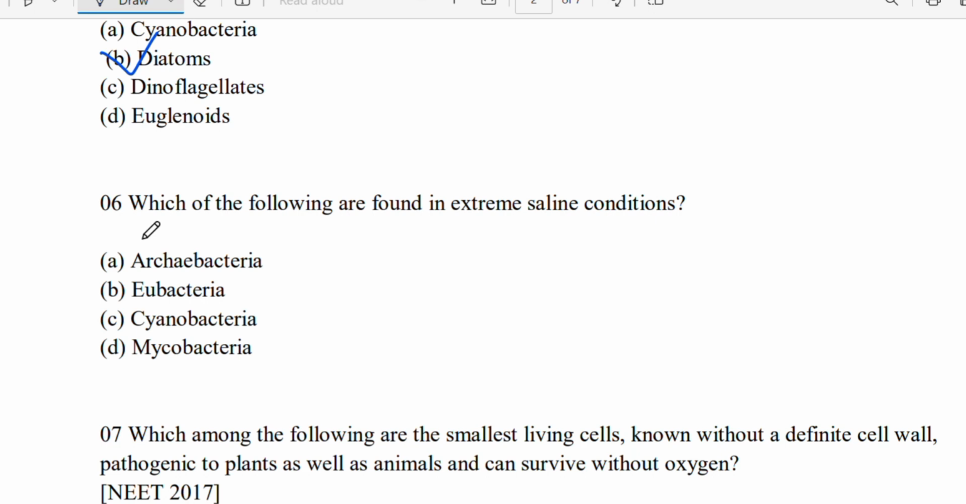Question number 6. Which of the following are found in extreme saline conditions? Option A archaebacteria, option B eubacteria, option C cyanobacteria, option D mycobacteria. And the correct option is option A, archaebacteria.